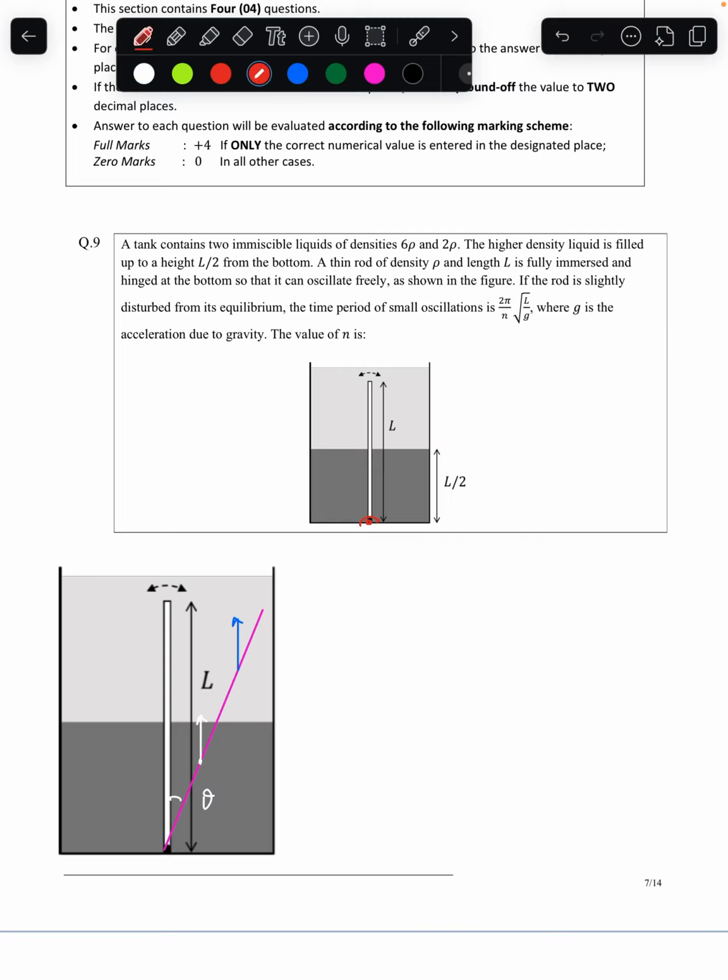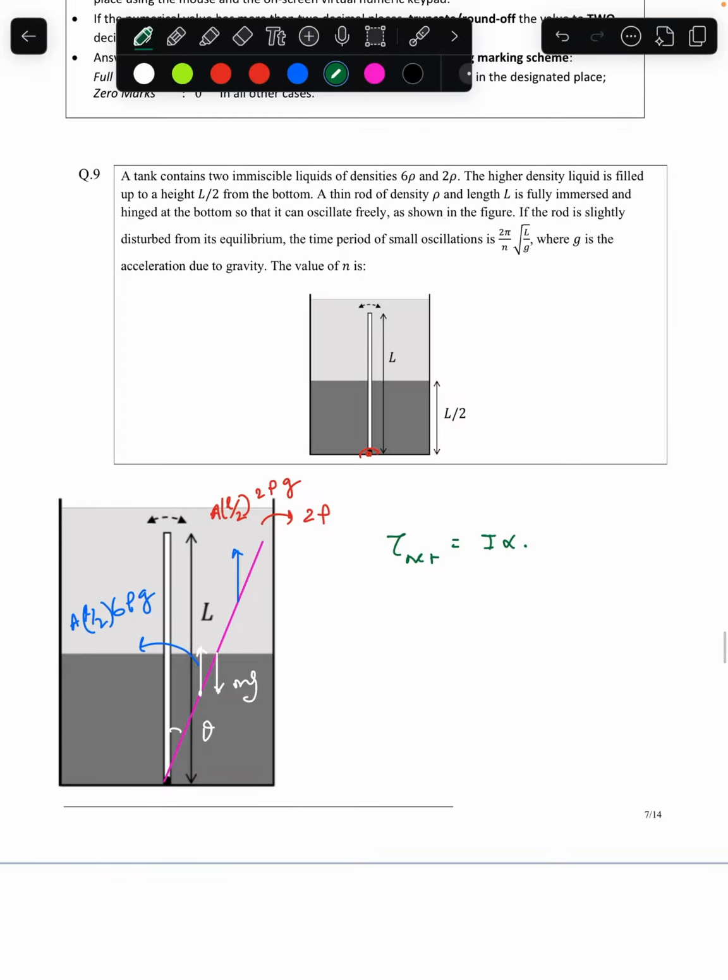So what will be the buoyant force acting here for the upper end? Here the liquid has density 2 rho, so I can write A L by 2, that becomes its volume, into 2 rho into g. Similarly, this buoyant force is equal to A L by 2 into 6 rho into g, correct? And apart from all these forces, from the midpoint downwards, mg will act. So there we have to balance the torque. We have to check net torque is equal to I into alpha, correct?